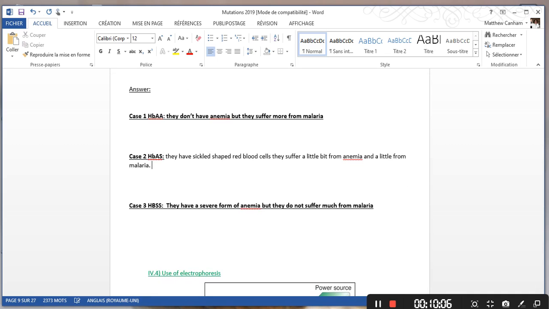So this gives a natural selective advantage in areas where malaria is present.